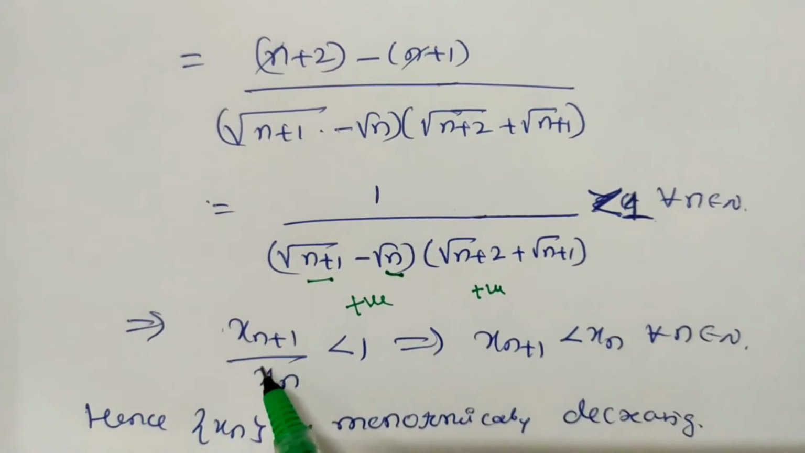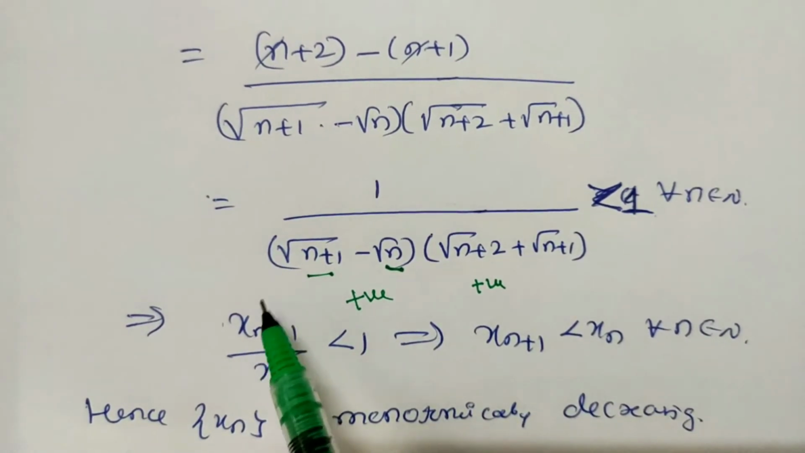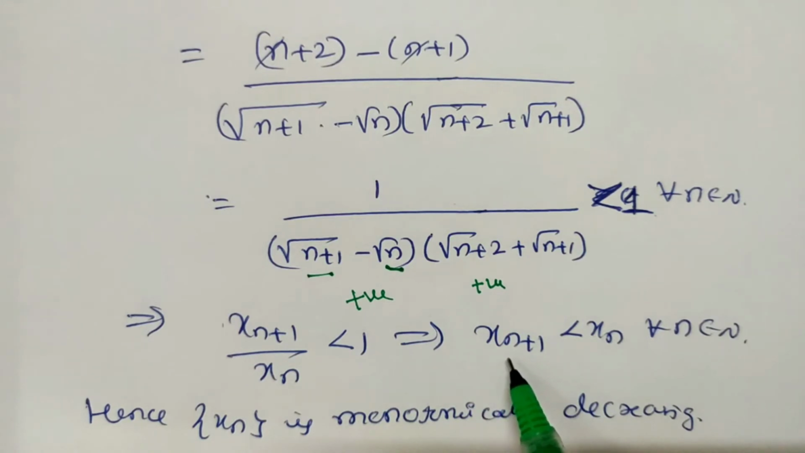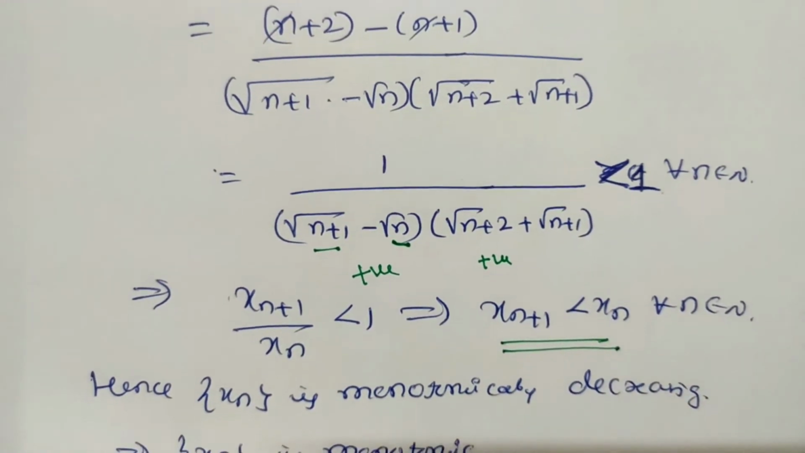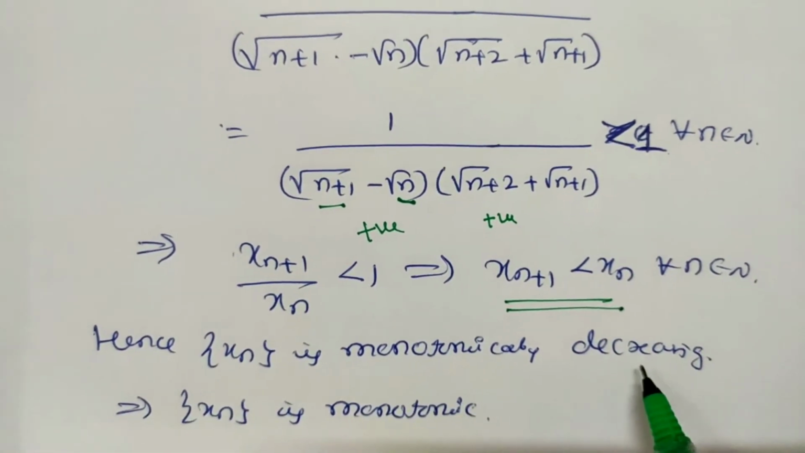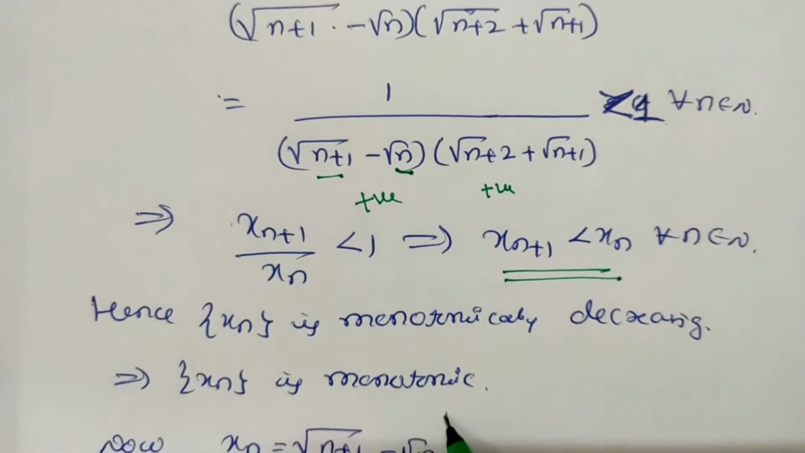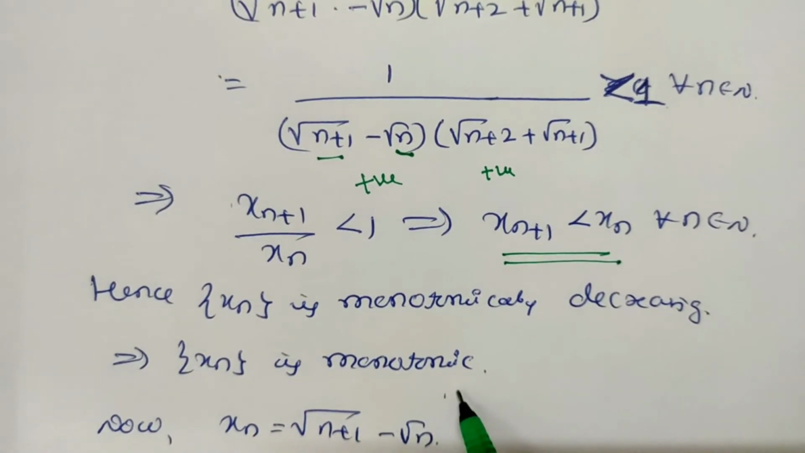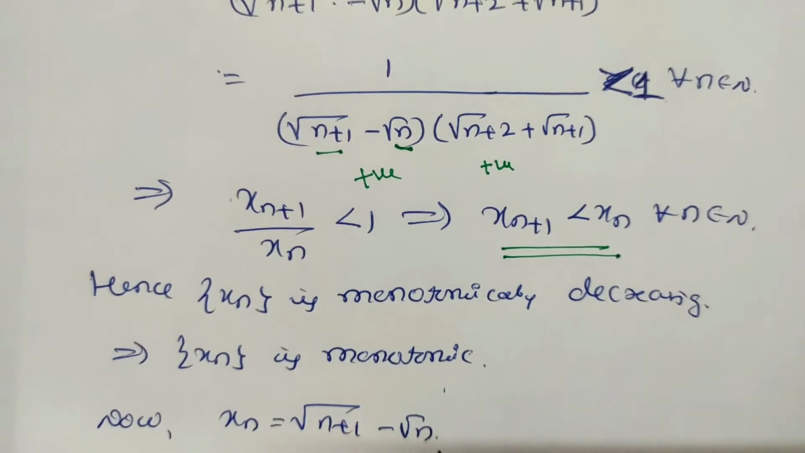So what does this imply? This ratio xn plus 1 divided by xn is less than 1, and this implies xn plus 1 is less than xn. So this means the given sequence xn is monotonically decreasing, because here xn plus 1 is less than xn. So the sequence is monotonically decreasing. So this implies the sequence is monotonic. First point is over. Next you have to show that the sequence xn is bounded and convergent also.